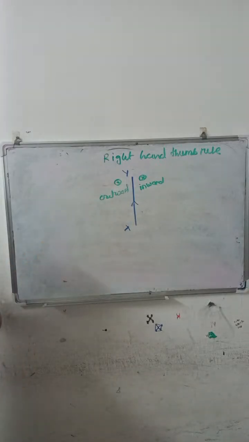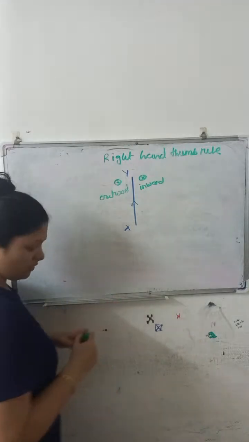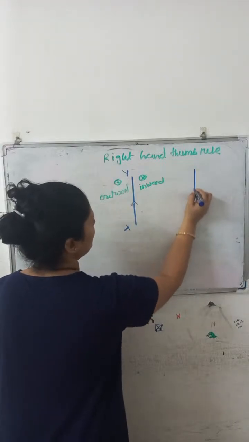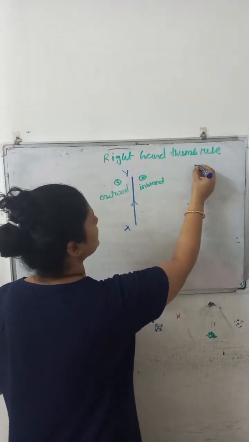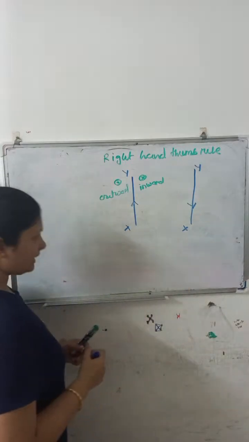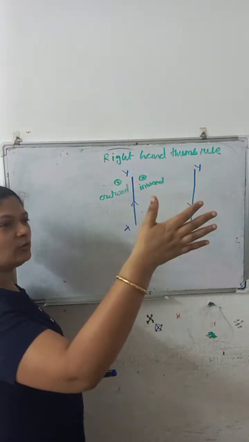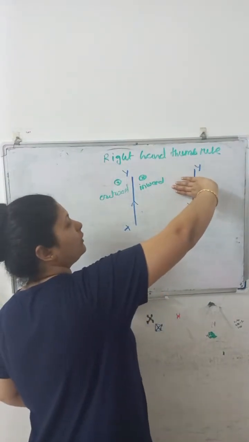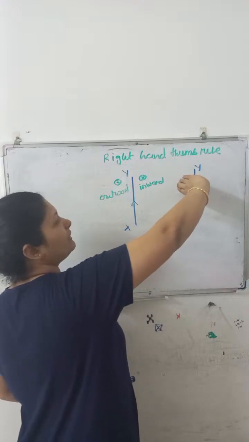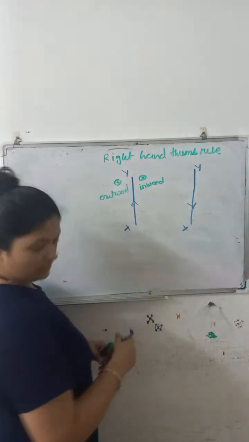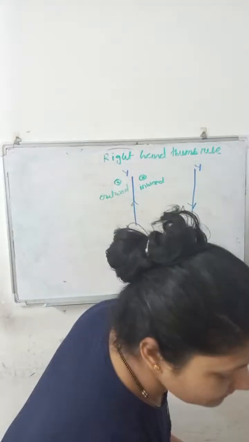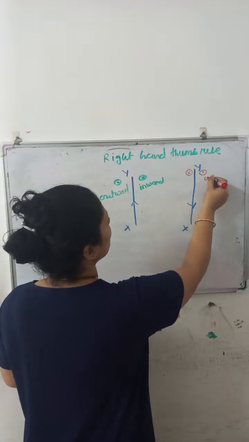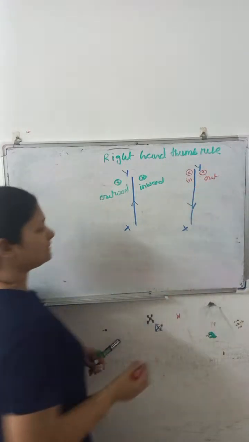Now someone will ask, okay ma'am, current is going up, but what if current is going in the downward direction? This is Y and this is X. Then again you take your right hand only. Keep the thumb in the direction of current. My current is going in the downward direction. Now curl your fingers. Here it is going in, so I will write with another pen. From here it is going in and it is coming out. Are you getting this?